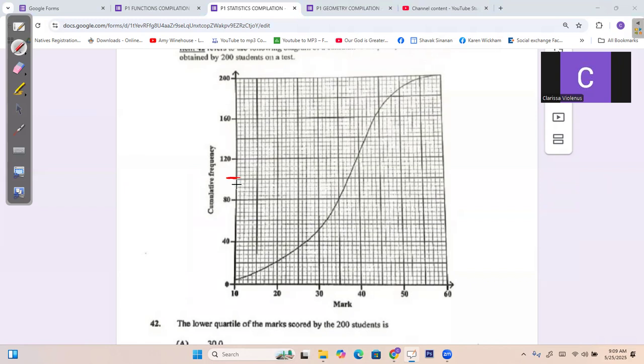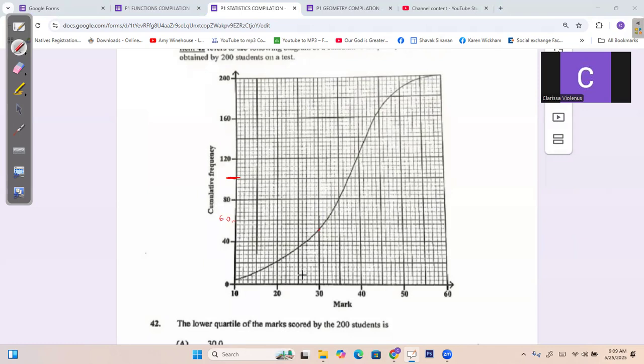Well, let me just make sure. This is 100, 120, because each one is 20. So let's take a look here. This is 60, because 40, 60, 80. So half would be about here, right? So that's about 30, anywhere around 30. So the lower quartile is about 30.